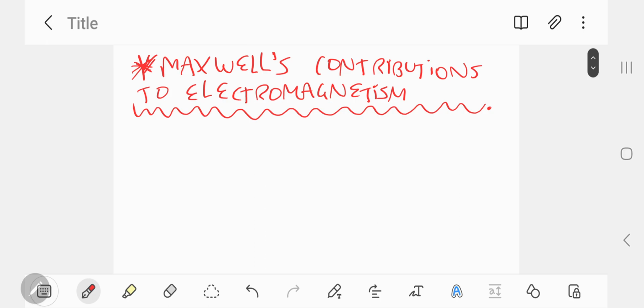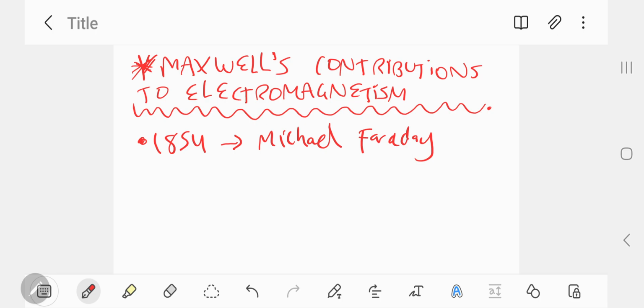So before I talk about Maxwell, let's go back to 1854. English scientist Michael Faraday, world-renowned for his work on electromagnetism, electricity and magnetism, and for inventing the electric motor. He invented the first electric motor, and for also work in electrochemistry, so work involving batteries.